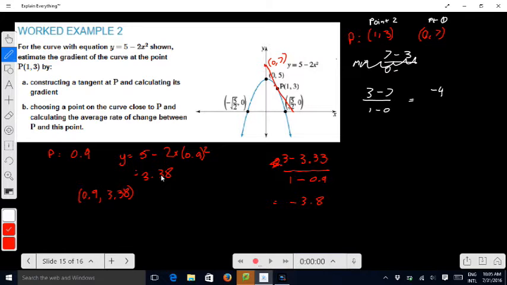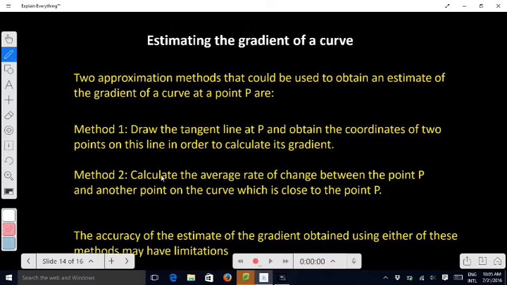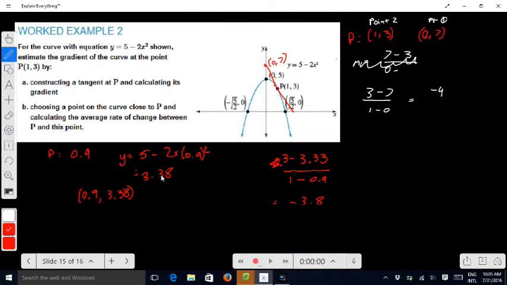Okay, so those are the two different methods of estimating the gradient of a curve. We'll have a look at other methods later on in the chapter, but at the moment these are the best we can do.